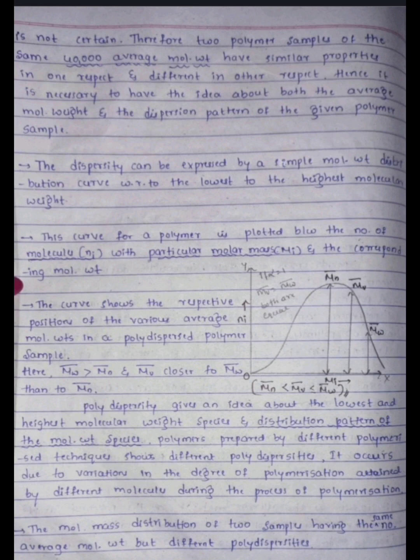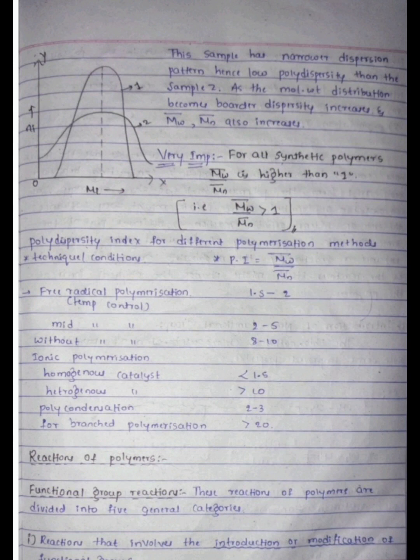Polymers prepared by different polymerization techniques show different polydispersities. It occurs due to the variation in the degree of polymerization attained by different molecules during the process of polymerization. The molecular mass distribution of two samples having the same number average molecular weight but different polydispersities. This sample has a narrow dispersion pattern, hence low polydispersity than sample 2.